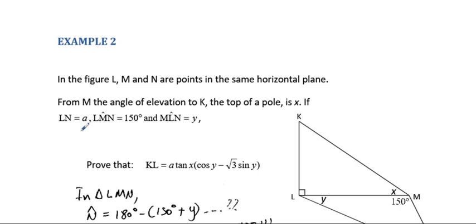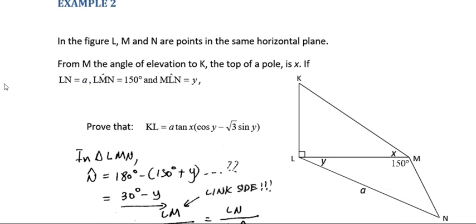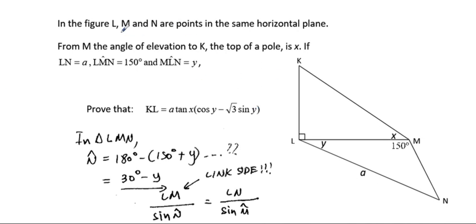And example number 2 is an interesting one because it says in this figure there are 3 points in the diagram. In the figure, L, M, N are 3 points on horizontal plane, and from point M an angle of elevation to the top of the pole, KL is a pole, is X. Be careful, now it's not theta nor alpha, it's X. And if the length of the side LM is A, that's on the horizontal plane triangle, and they gave you a numerical value, LMN is 150.